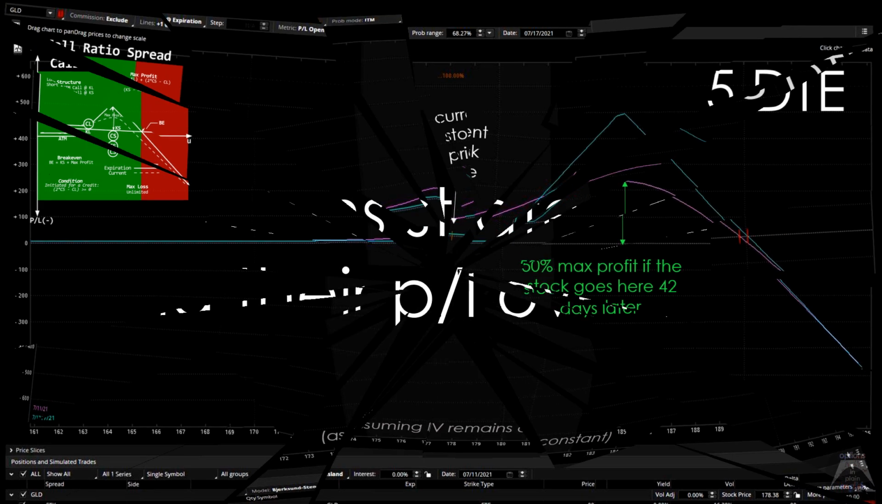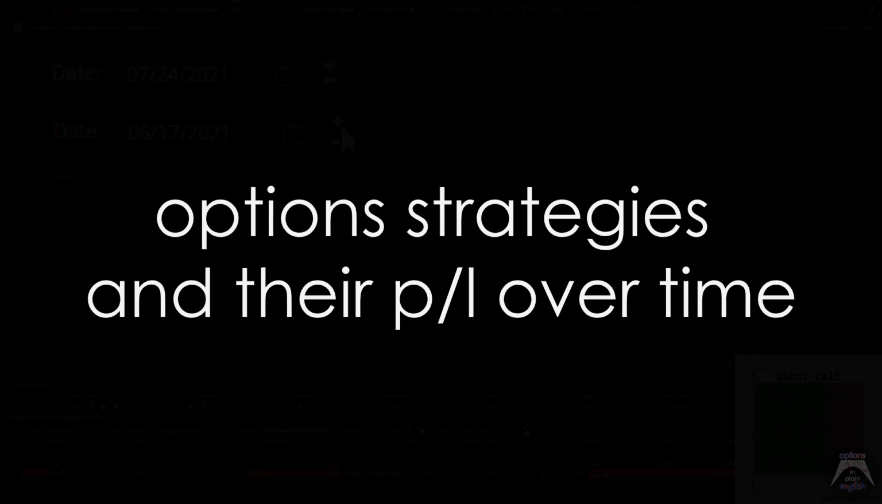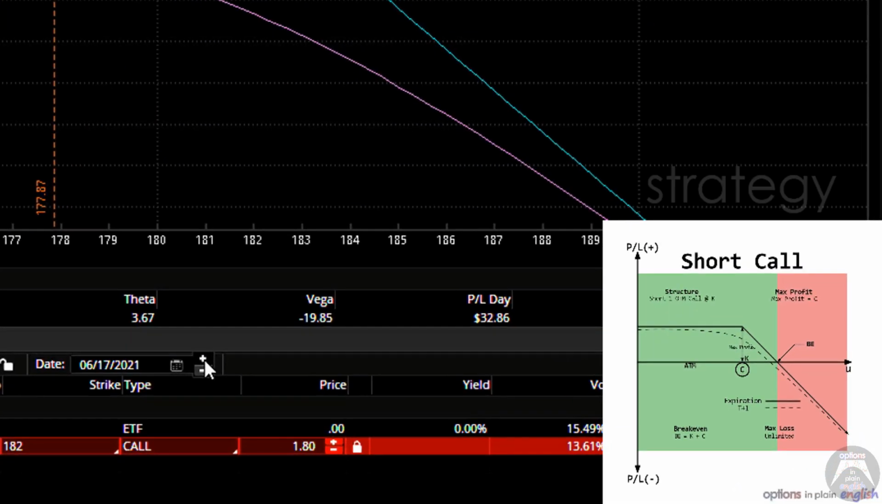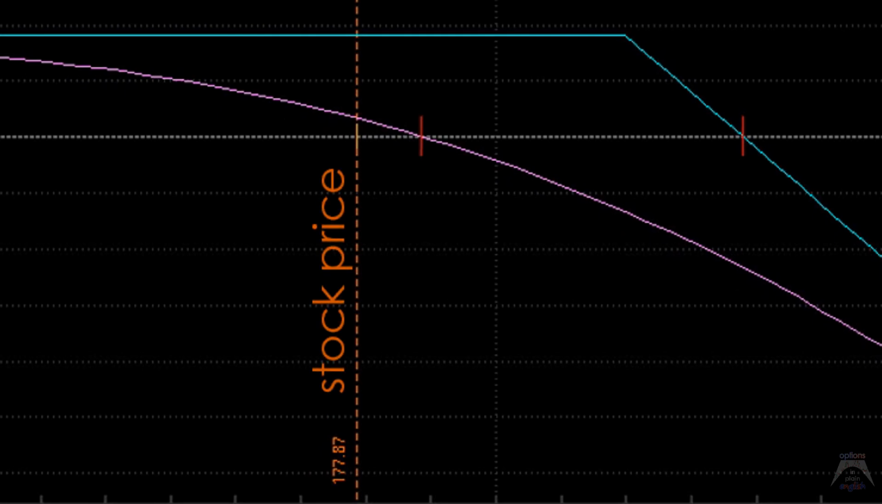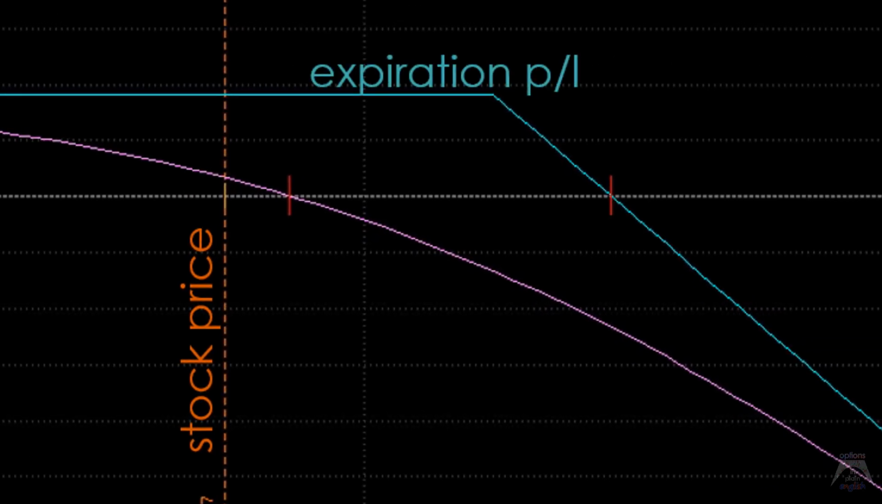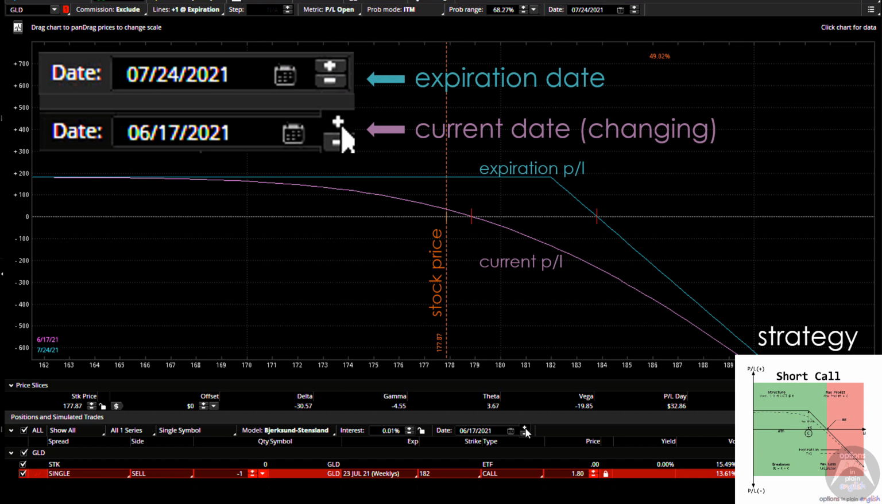Now, we'll analyze several option strategies and how their current P&L line changes over time. On the lower right-hand corner, we're going to show the strategy that is being analyzed. This dotted line represents the current stock price, and the blue line represents the P&L line at expiration, with the purple line representing the current P&L line, initially with 46 days to expiration. On the upper left-hand corner, we're going to have a fixed expiration date for this strategy, and below it, the current date, which is what we're going to change to simulate the passage of time.